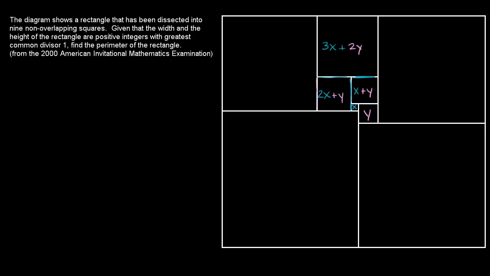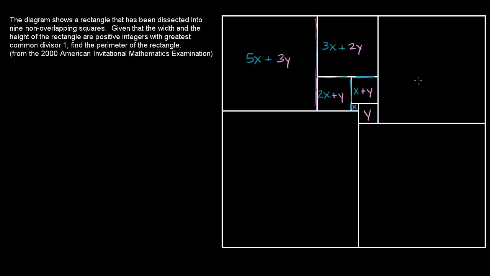Now let's go to this next square. Well, if this length is 3x plus 2y and this length is 2x plus y, then this entire length right over here is going to be 5x plus 3y. 5x plus 3y is going to be that entire length right over there.